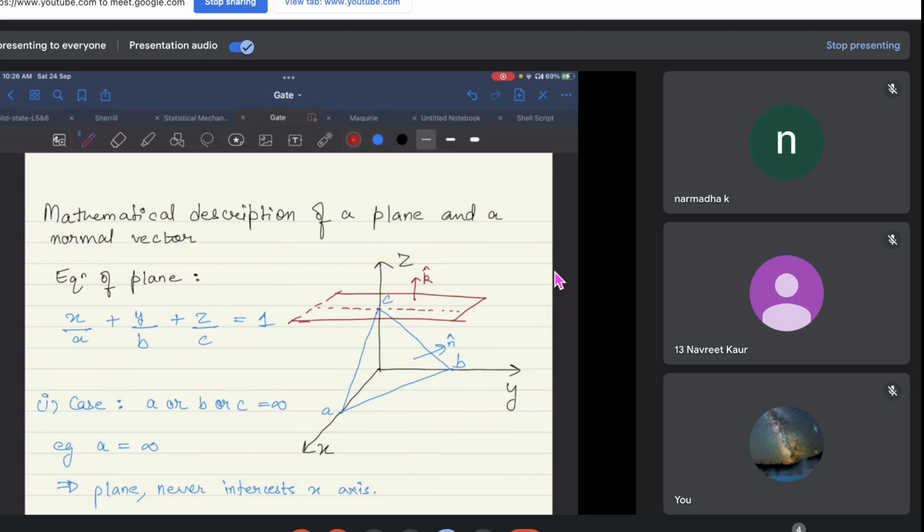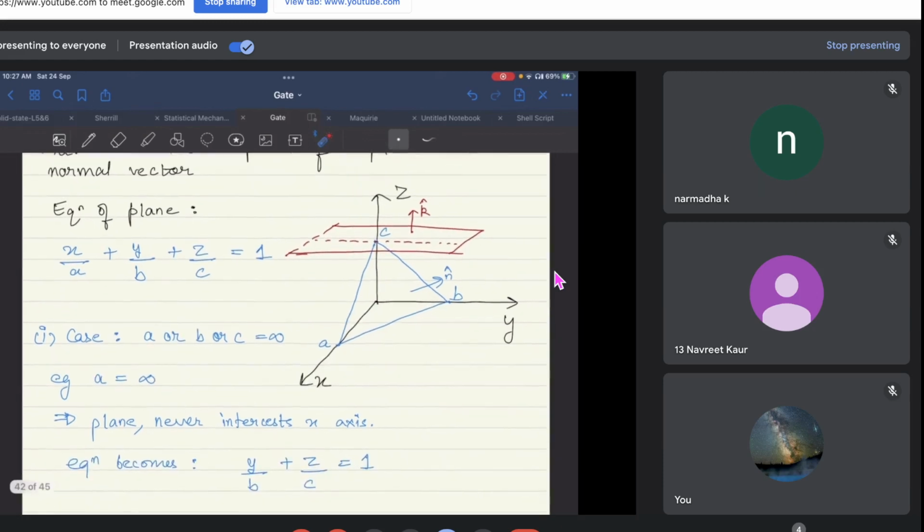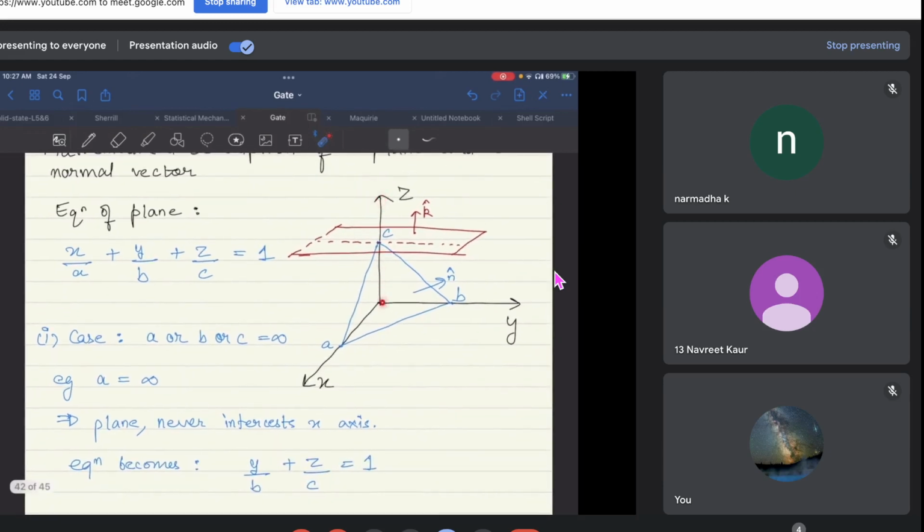The mathematical description of a plane and a normal vector. For example, if you look on your right, this is the x, y and z axis, and if the intercepts of a plane shown in blue color are a, b and c respectively, then this plane has an equation as shown here: x by a plus y by b plus z by c equal to 1.